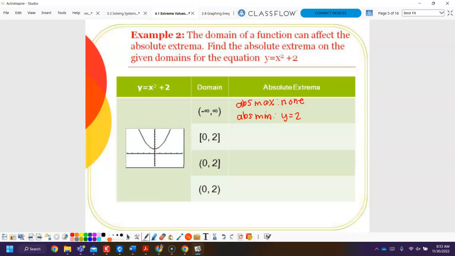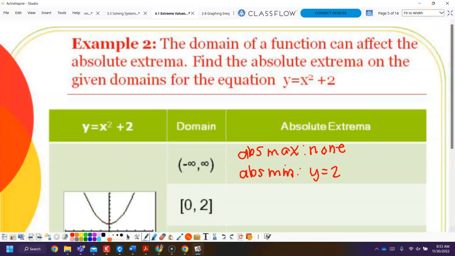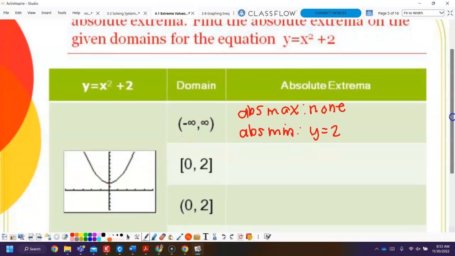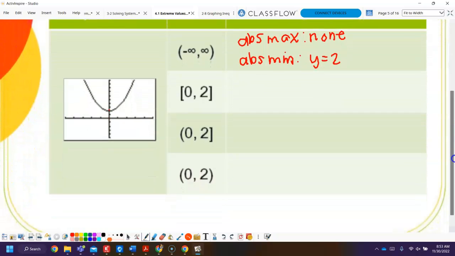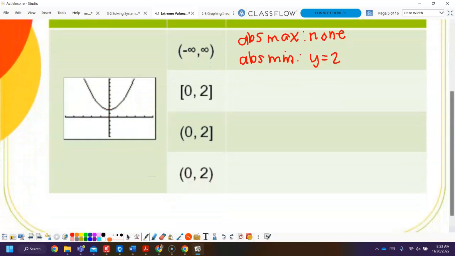What happens if I take that domain and I shrink it? So now I don't want my domain to be negative infinity to infinity. I want to make it 0 to 2, including 0 and 2. So that's the difference. It includes the endpoints.